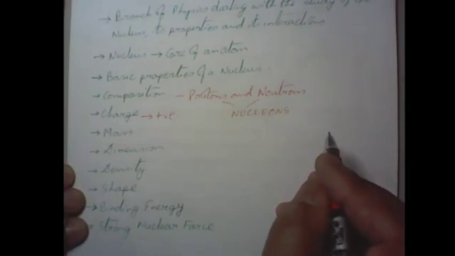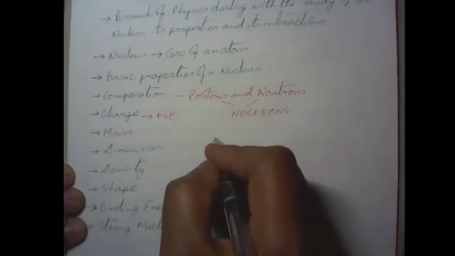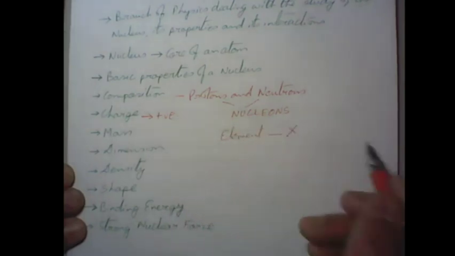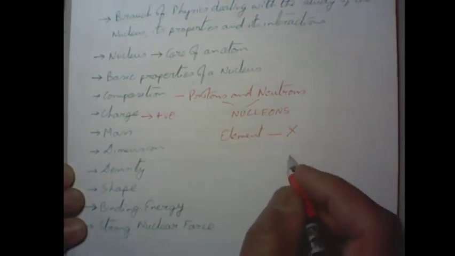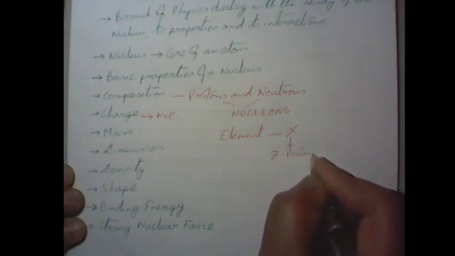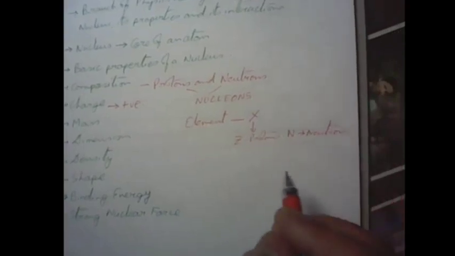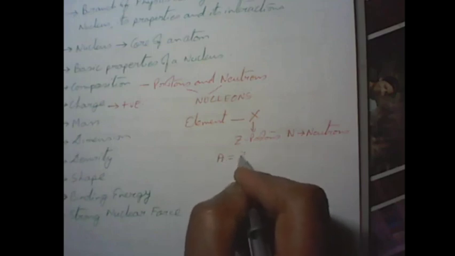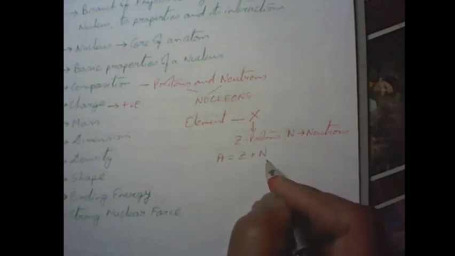So we usually denote a nucleus. If I have an element X, and a nucleus of this element X has, let me say, Z protons and, let me say, N neutrons. So the total number of protons and neutrons in the nucleus, we call it the mass number, that is equal to Z plus N, and this is known as the mass number of the nucleus.